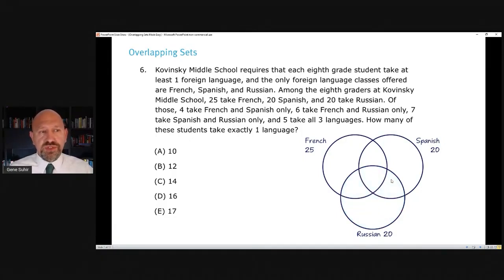Out of all these students, four of them take French and Spanish only. So we go and find that region. Where are you, French and Spanish only? Right here, going to be four, where French and Spanish overlap, but not Russian.